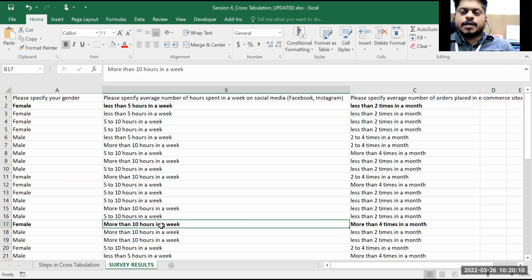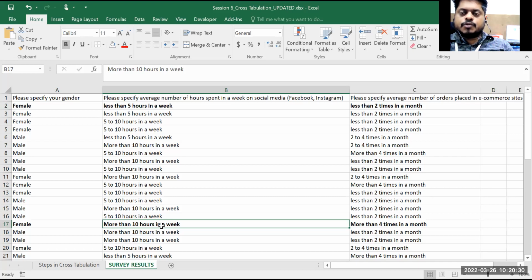When somebody says more than 10, theoretically it can be any number from 10 up to 24 multiplied by 7, till that number. So unless I know that exact number, I cannot measure the difference. And if I cannot measure the difference, it will be either nominal or ordinal.